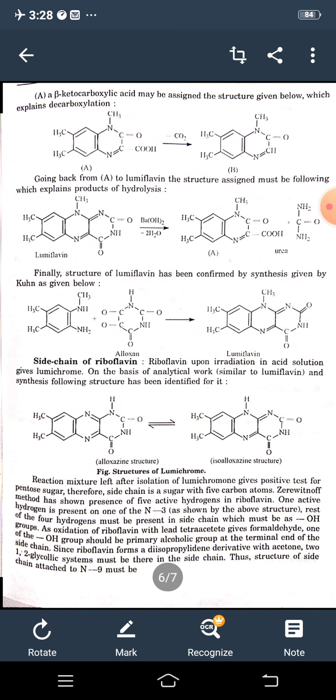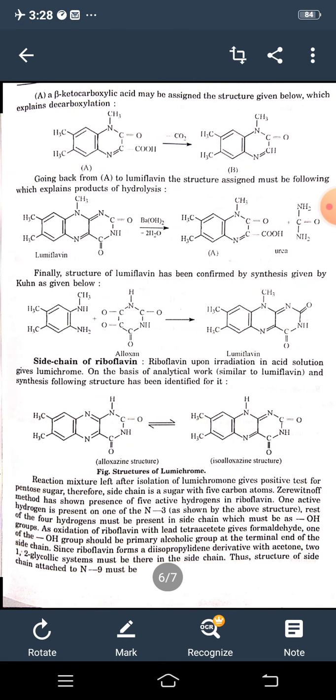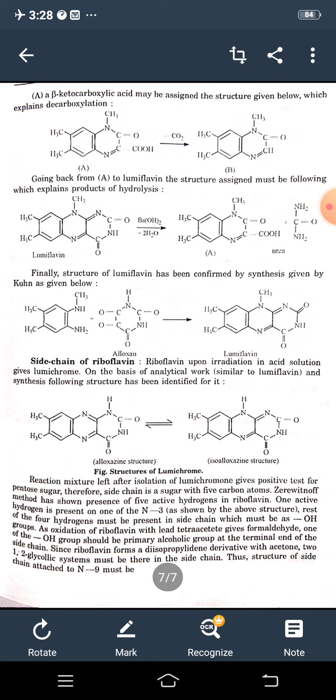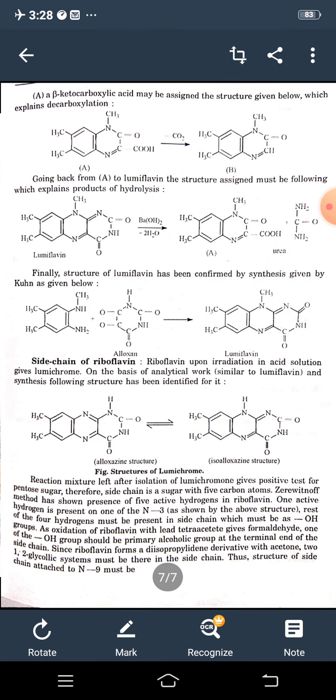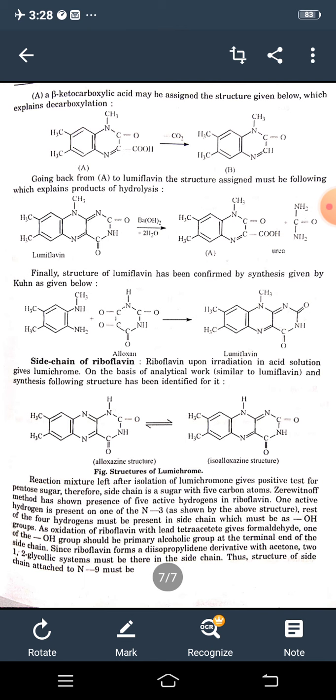So riboflavin upon irradiation in acid solution gives lumichrome on the basis of analytical work similar to lumiflavin, and synthesis of the following structure has been identified for it. So this alloxazine structure is isomeric with isoalloxazine structure, means this is the structure of lumichrome. So this completes the NAD coenzyme, NADP plus coenzyme, FMN and like this.